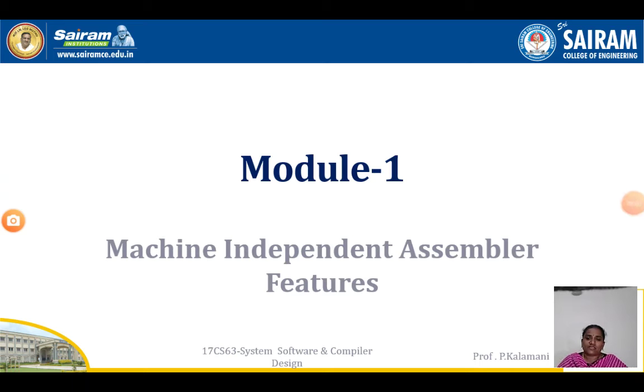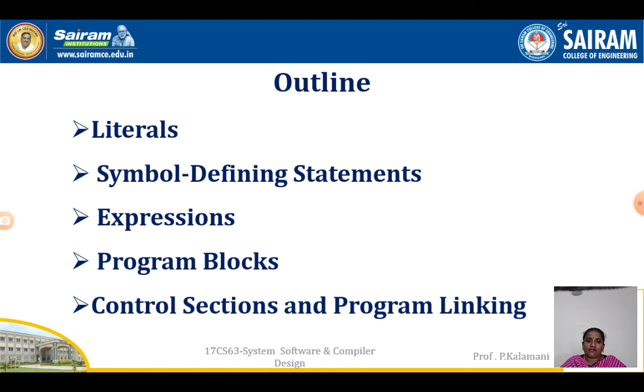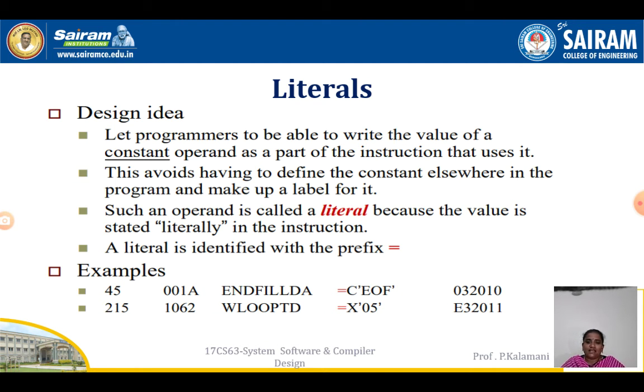Class, we are going to explain machine independent assembler features. In the last class we discussed machine dependent assembler features: instruction formats and addressing modes, and program relocation. In this class we are going to see the machine independent assembler features. This is the outline of the presentation. These are all the machine independent assembler features: literals, symbol defining statements, expressions, program blocks, control sections and program linking. We'll see them one by one.